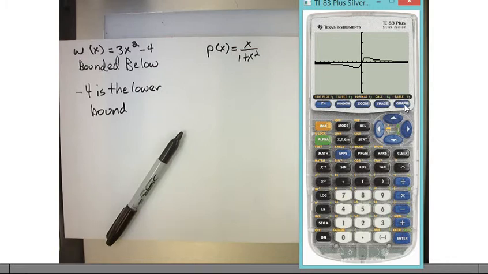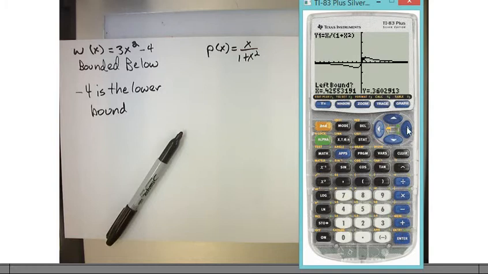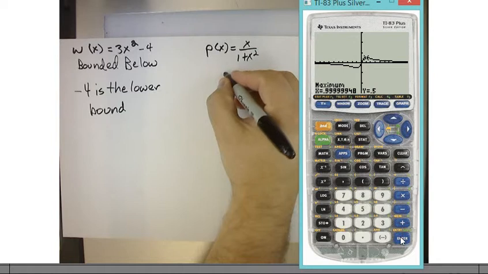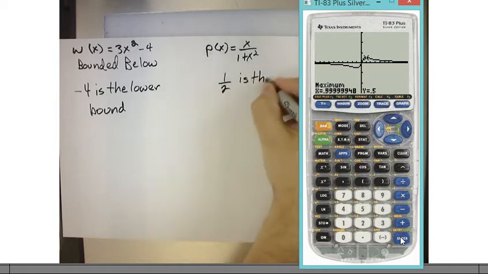Now, do you guys know how I could solve that? Same way. The exact same way. I can come in here and I can hit second trace. It looks like there's 2 maximum values. I don't know where it is exactly. So I could come in here and try to find the maximum. This looks a little bit to the left. This looks a little bit to the right. I'm going to try to guess in the middle. Looks like 1/2, right? So this would be 1/2 is the upper bound.